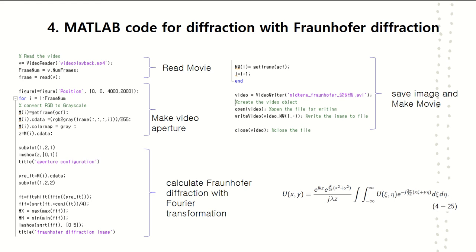This is the MATLAB code for the Fraunhofer diffraction simulation. The first part is getting the movie of the aperture. The second part is the process of creating an aperture. The third part is calculation of Fraunhofer diffraction by 2D Fourier transformation of the aperture. And the last part is saving images and making the movie.